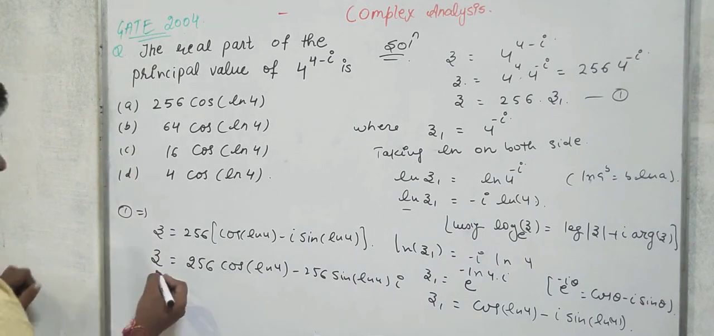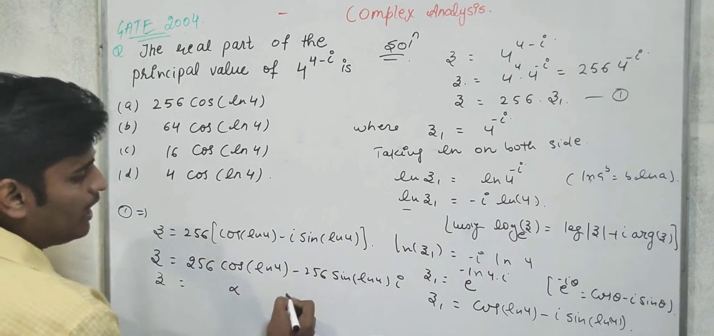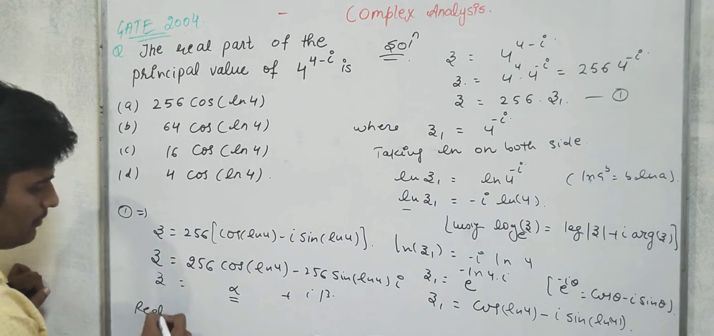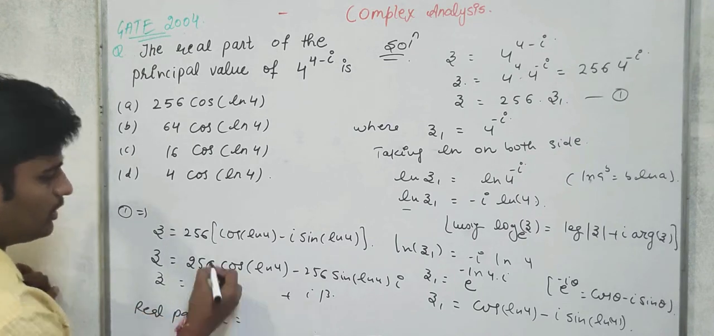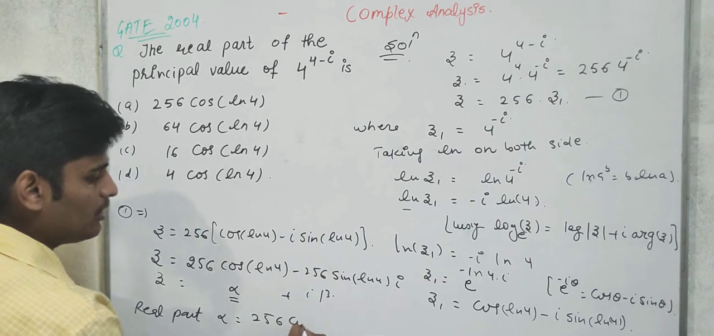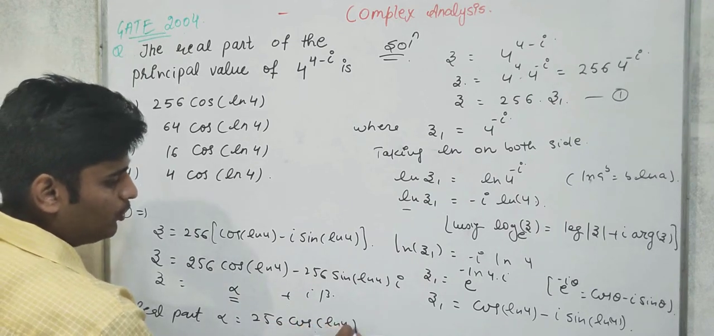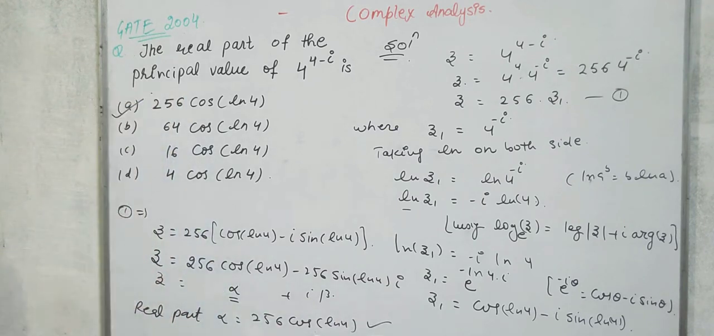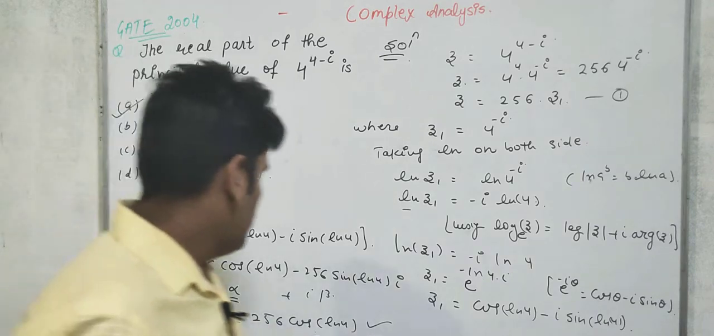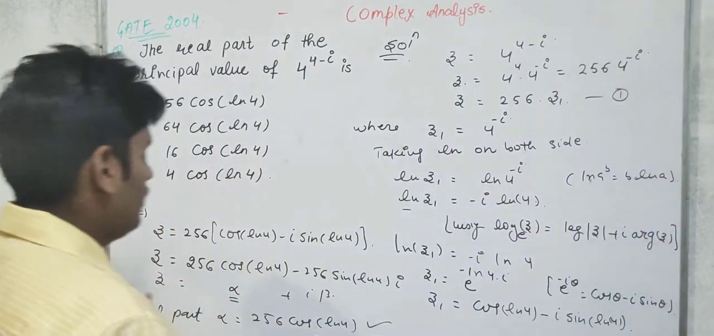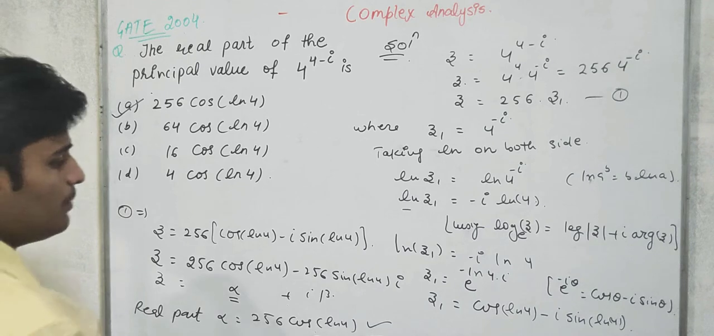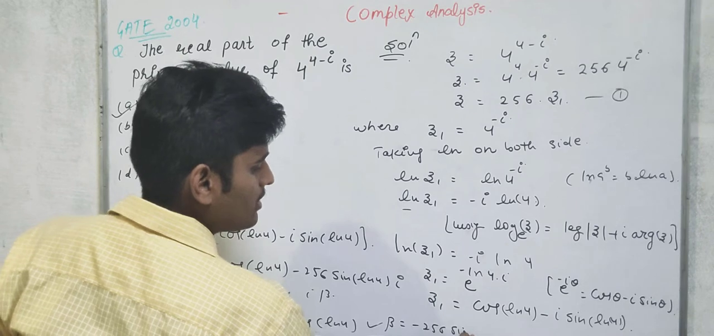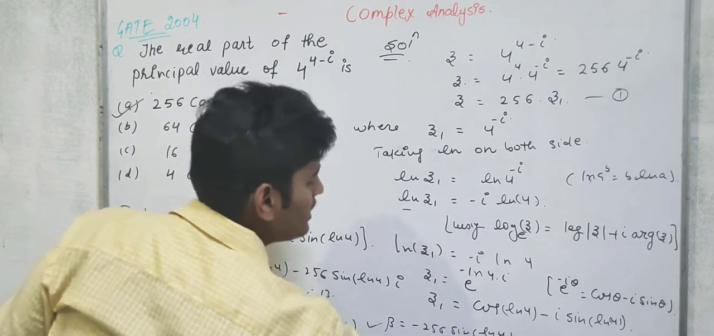Okay, so he asked about the real part. What is the real part? Comparing with z is equal to alpha plus iota beta, alpha is the real part. So from here, real part alpha is equal to 256 cos of natural log 4. Okay, so this is the answer. So answer is A. And if he or she asks about the imaginary part, what is the value of beta? The value of beta is minus 256 sine of log 4.